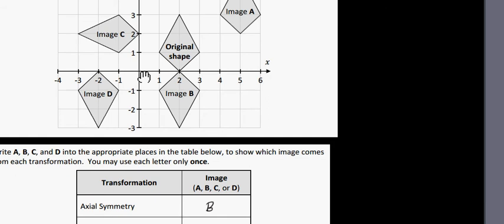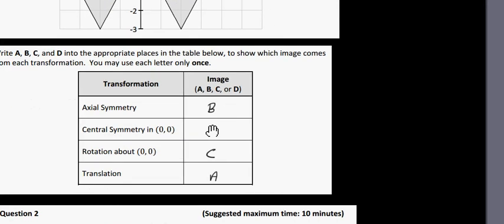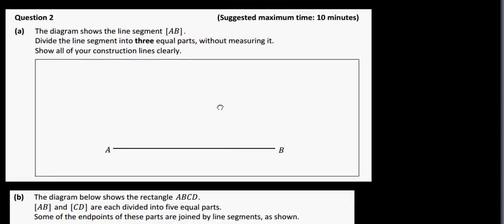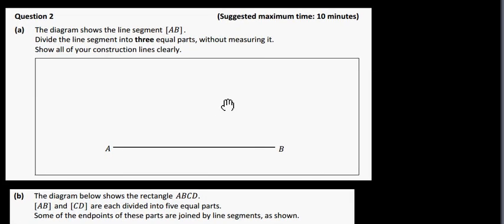So it is, this is the origin here, so if you reflect this point in the origin you'll end up here, this point in the origin you'll end up down here, if you reflect this vertex in the origin you'll end up over here, and this one will end up here. So D will go in here, it's central symmetry. Okay, next one then. Oh yeah, this is just the construction.